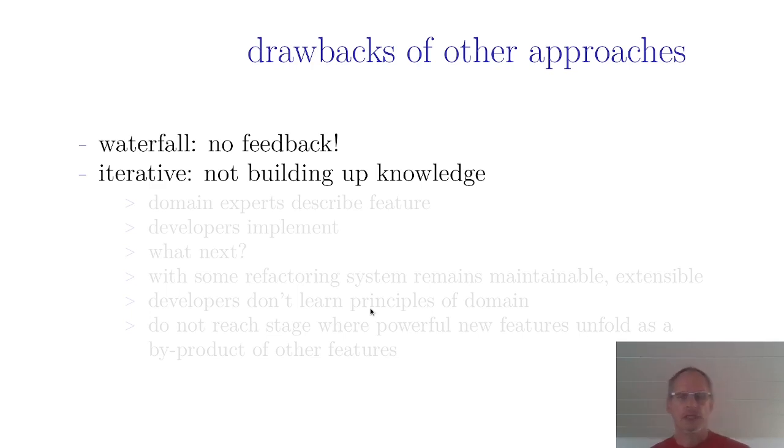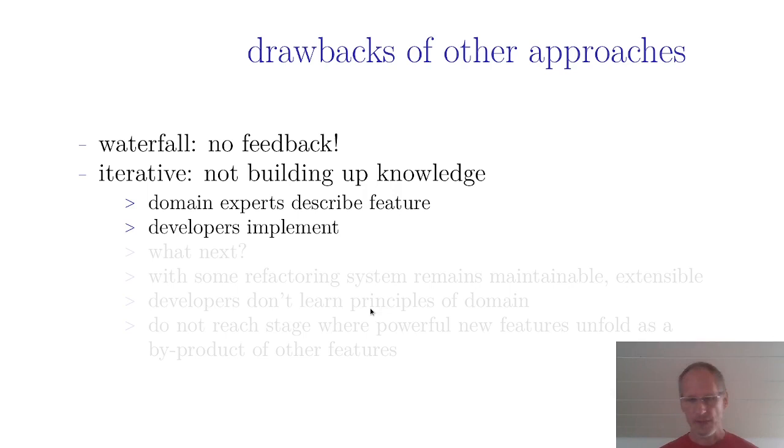Iterative approaches are often claimed to be superior to the waterfall model. However, if there is an iterative approach that uses different teams, it does iterate, but it uses different teams, then this approach is also not going to build up knowledge around the project. So in an iterative approach, you may have domain experts describing a feature. Then developers implement the feature. And what happens next?